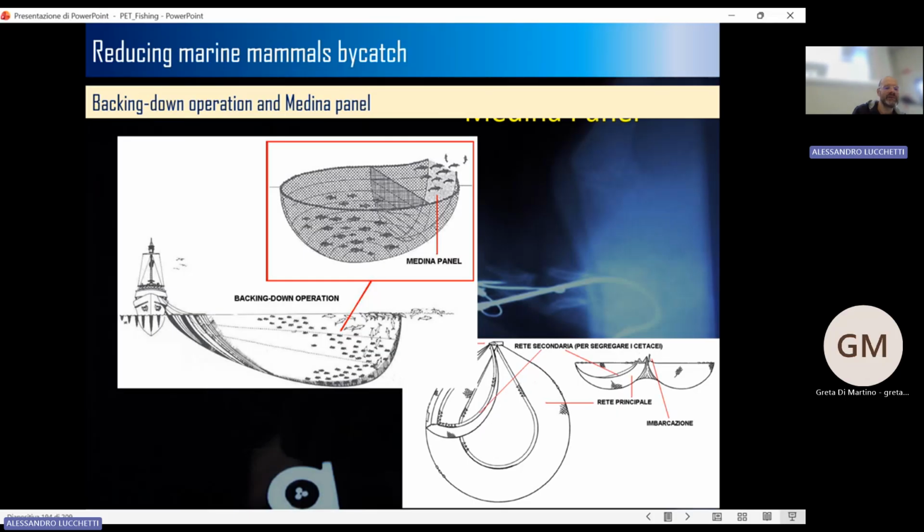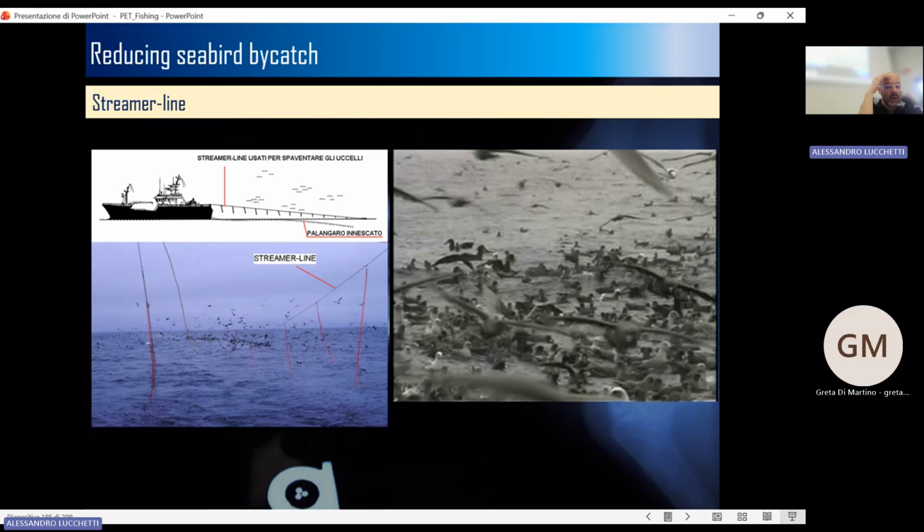Okay, this is a different operation for the pelagic longline, but again, this is a streamer or tori line. They are simply lines to scare the seabirds around the longline. When you use a longline, the main problem with the seabirds is during the shooting and the recovering of the gear, when the hook is on the surface with the bait. Therefore, by using this streamer line, you can scare seabirds.